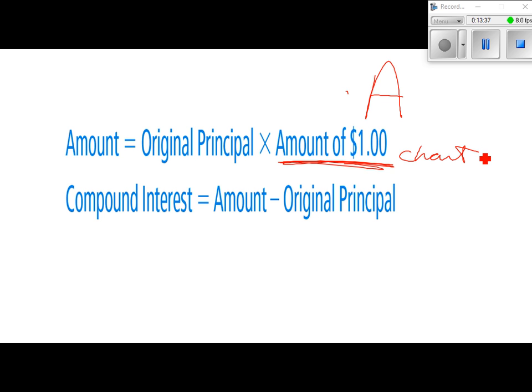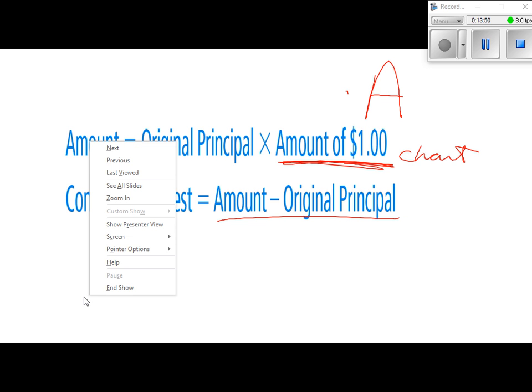The compound interest is the amount minus the original principal. So that's the amount of interest that you actually earned on it: you take how much you have in there now minus the original amount of money that you put in.